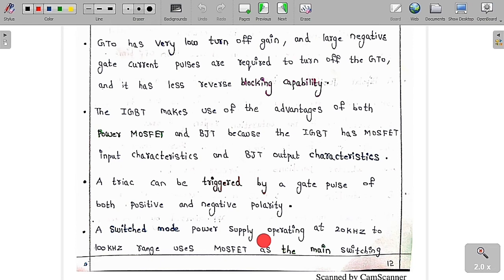A switched mode power supply operating at 20 kilohertz to 100 kilohertz range uses MOSFET as the main switching element, because the frequency is very high. So 20 kilohertz to 100 kilohertz means the frequency is very high. In that range, we are going to use the MOSFET as the main switching element.